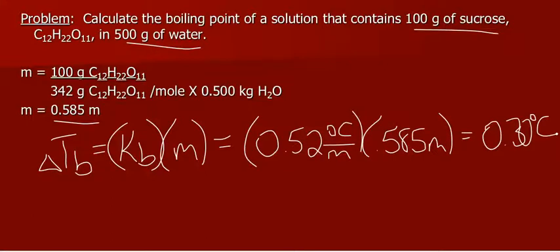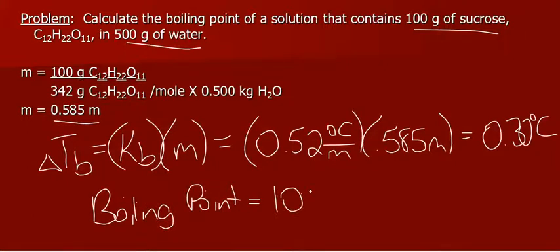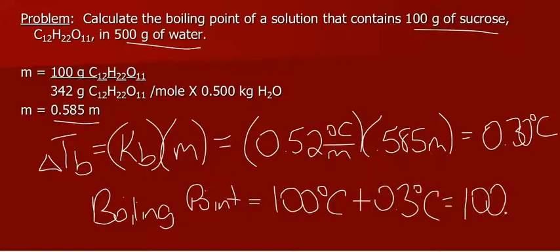So delta T is 0.3 degrees Celsius. So the boiling point will increase by 0.3 degrees, which means the actual boiling point is the boiling point of water, which is 100, added to the change. So this solution will boil at 100.3 degrees Celsius. Boiling point of a solution is always elevated.